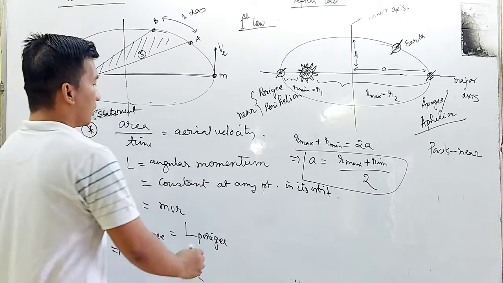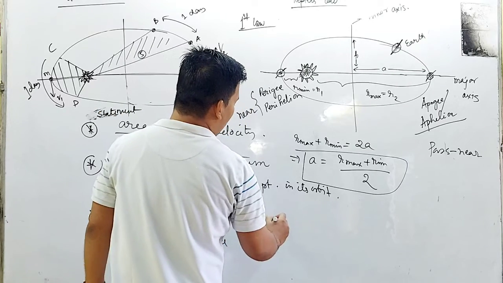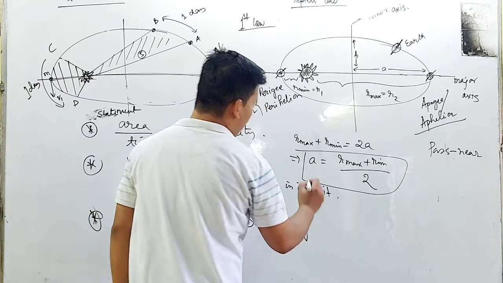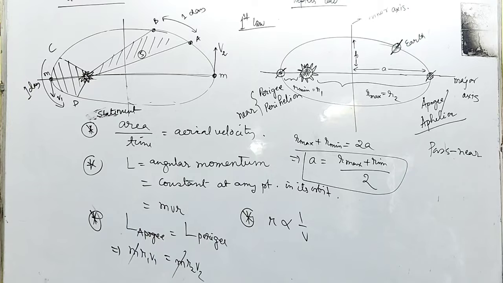From here, the fourth point can be drawn: r is inversely proportional to velocity. At which position will the velocity of the planet be maximum with respect to the sun? At the apogee or at the perihelion? When the planet is nearest to the sun, it will travel with the maximum speed. Understood?